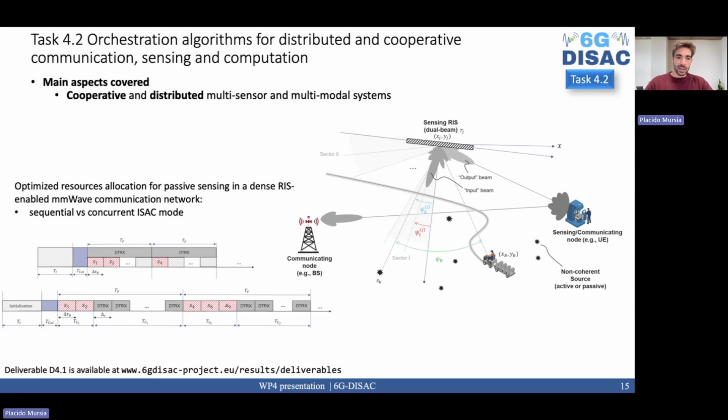On the left-hand side, you see that we clearly detail the difference between sequential and concurrent ISAC modes. So in the first case, the sensing and the communication happen in consecutive time instances, while in the second case, they happen concurrently. Of course, concurrently means that there is a more efficient utilization of the network resources. However, this comes with specific challenges. For example, the sensing may happen on side lobes, and such a fact needs to be managed. Details on this implementation can be found in the deliverable, which is linked here at the bottom of the slide.